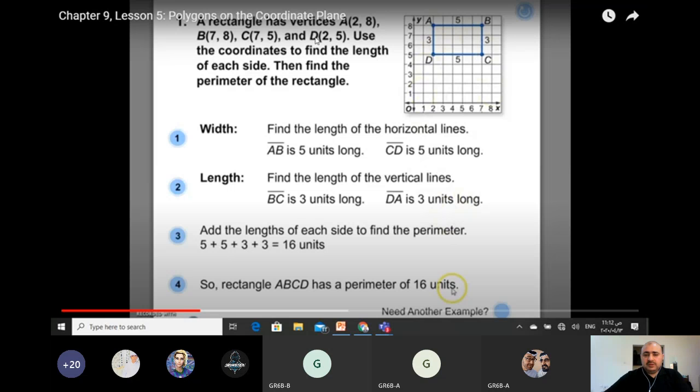The last point, D (2, 5). 2 in x-axis, then go up 5 units. 1, 2, 3, 4, 5. This is the last point.